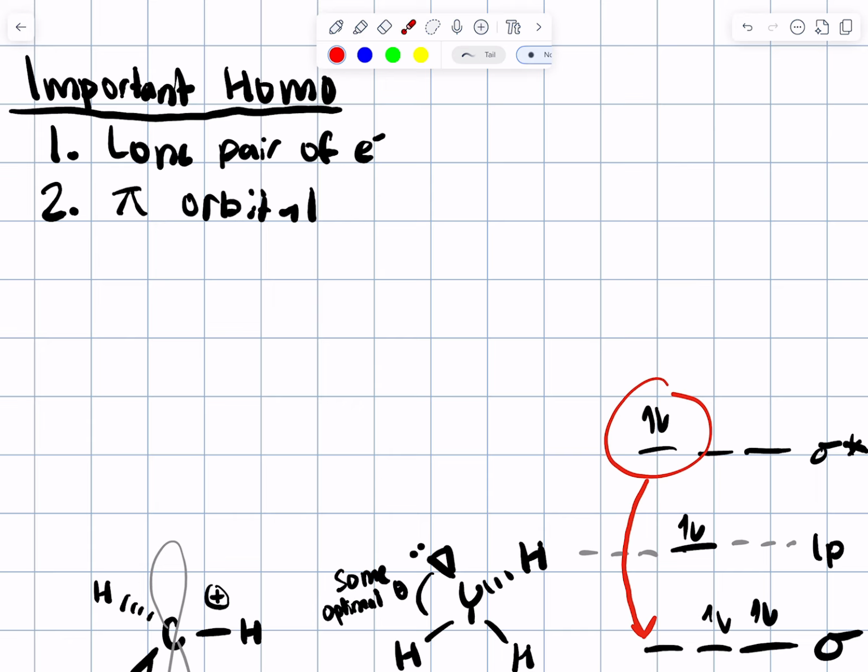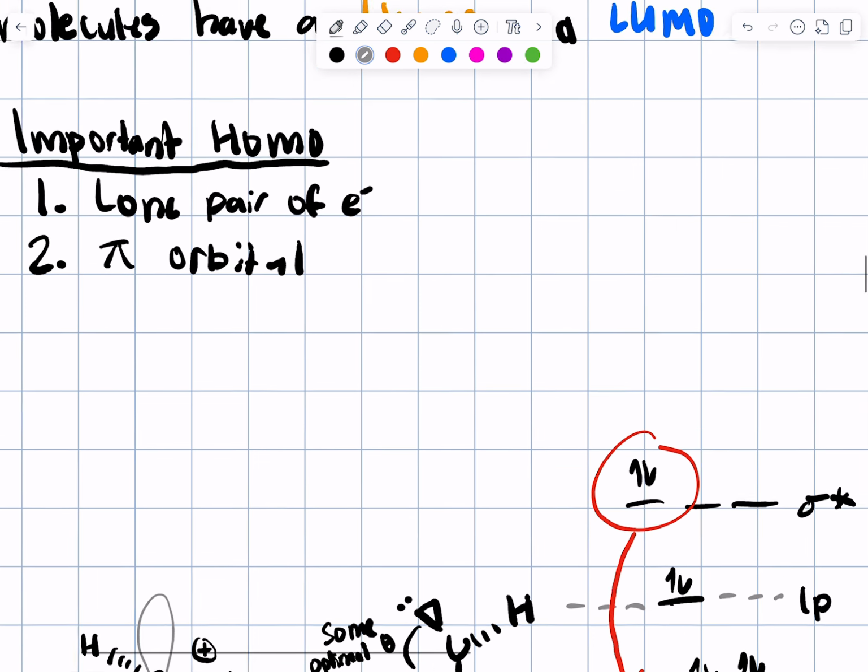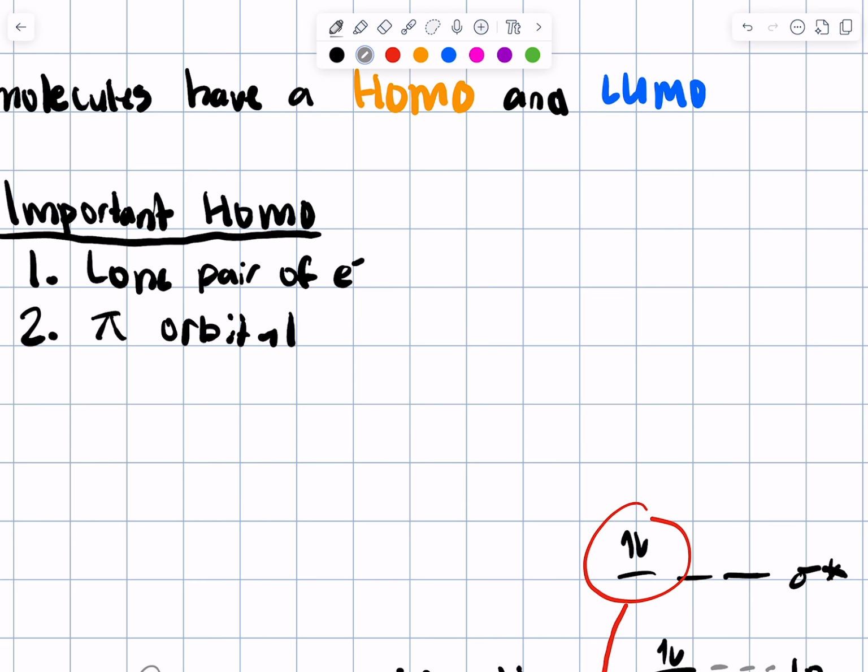Okay, so that's HOMOs and some other stuff. So again, a HOMO, a highest occupied molecular orbital, is first a lone pair and second a pi orbital. Third, it could be something else, but if it's some sigma star, whatever, I don't care what it is. It's not going to be significant enough to help me do chemistry. So now let's talk about important LUMOs.